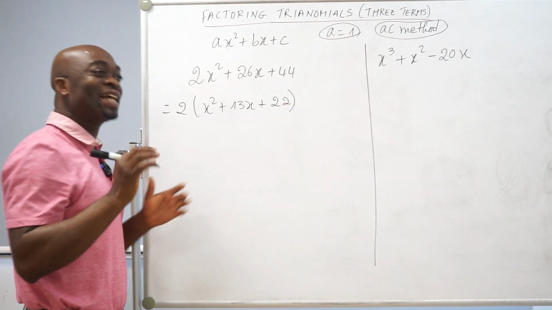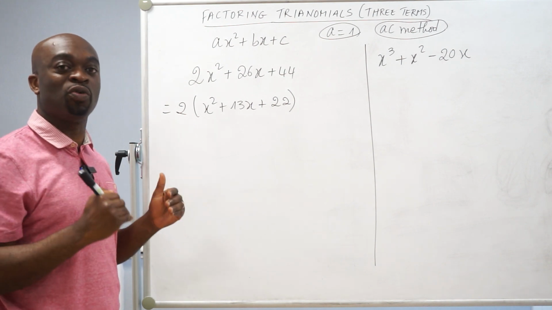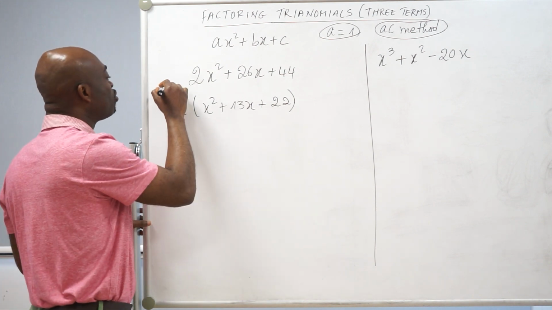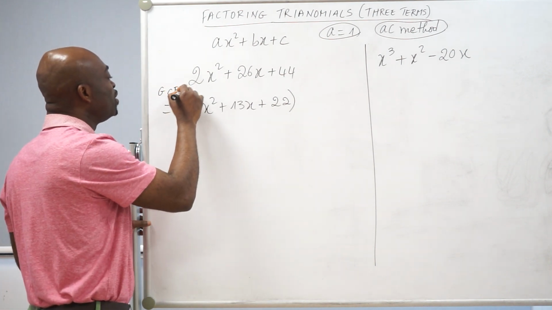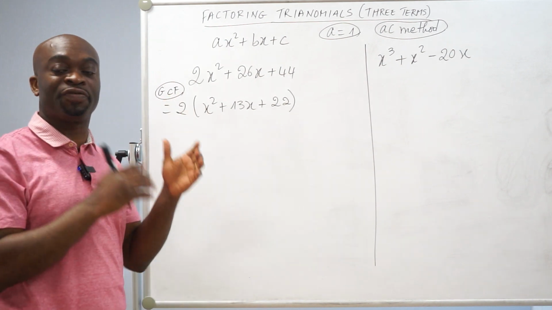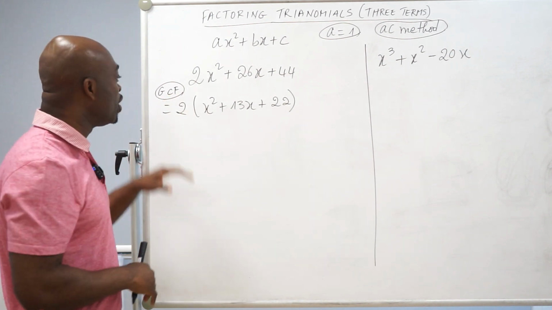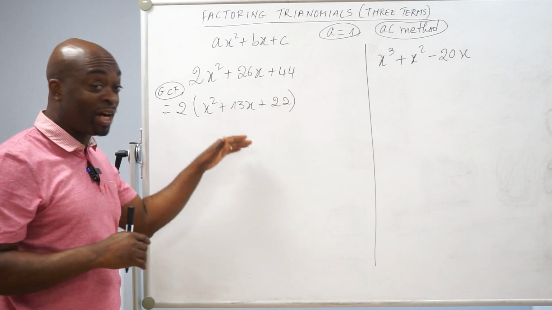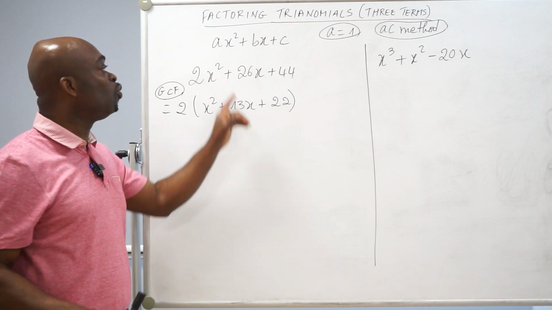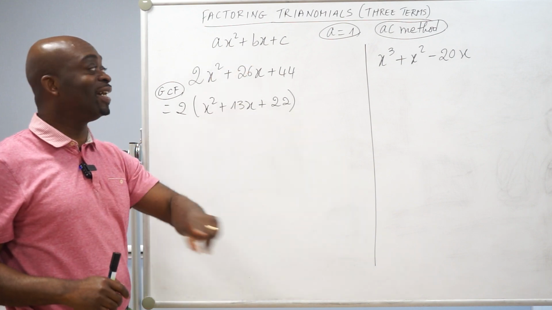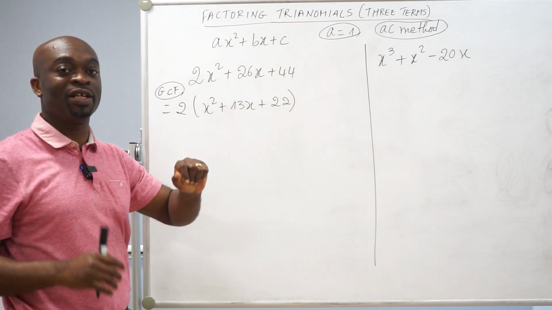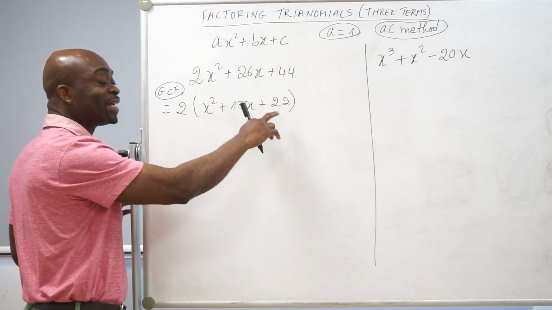All right? So that's the first thing that you do, is to pull out the 2. So this is what we call the greatest common factor, GCF. You guys can go back to the previous videos that we did on the greatest common factor. We are not finished. Remember, we're dealing with a trinomial, and then we have the AC method to use. So the AC method now is inside the parentheses.